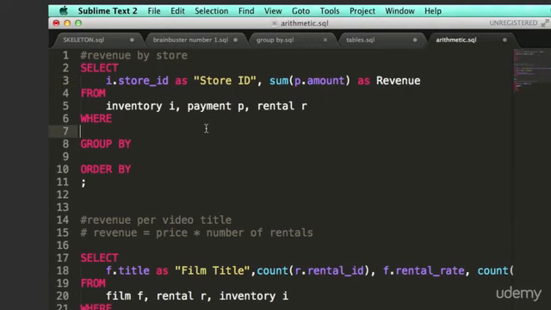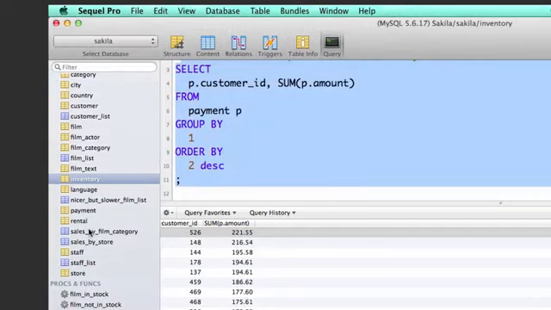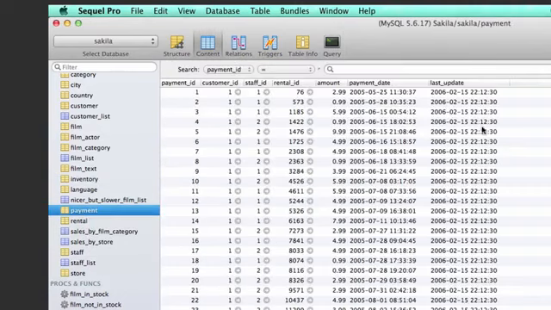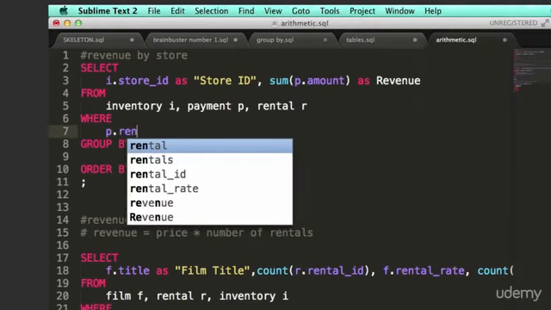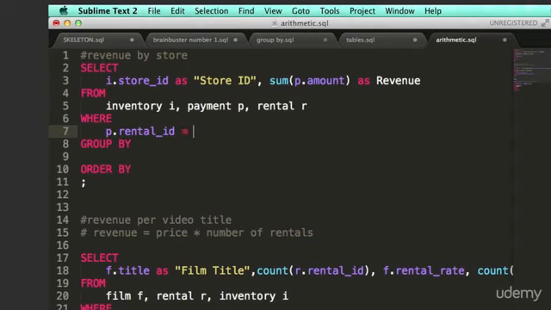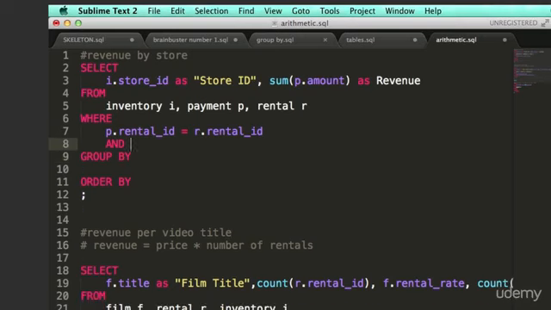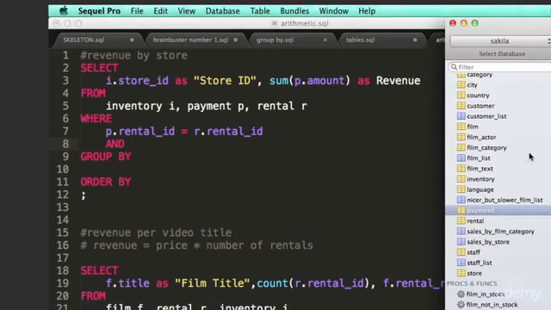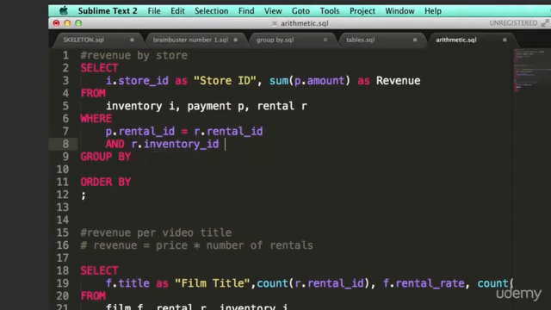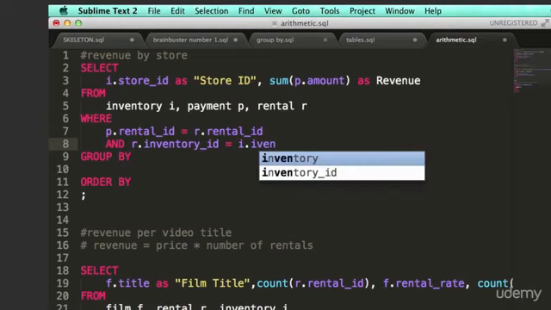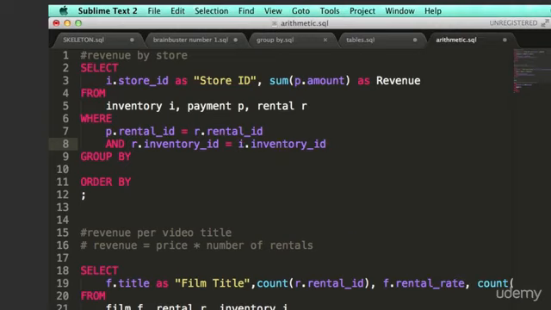Now let's connect all these tables. Let's start in the payment table. The payment table has a rental ID, so that's what's going to drive us back. So p.rental_id equals r.rental_id. And then we'll go to the rental table. We need to connect that to the inventory table. So r.inventory_id equals i.inventory_id. And that should do it. That's all you need, actually.